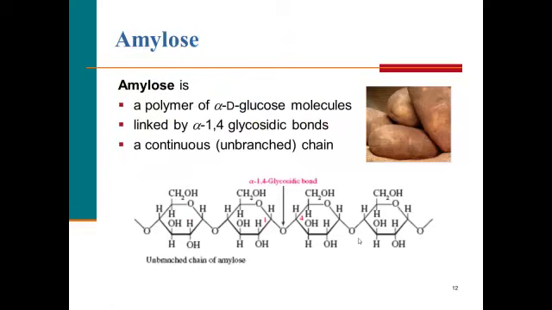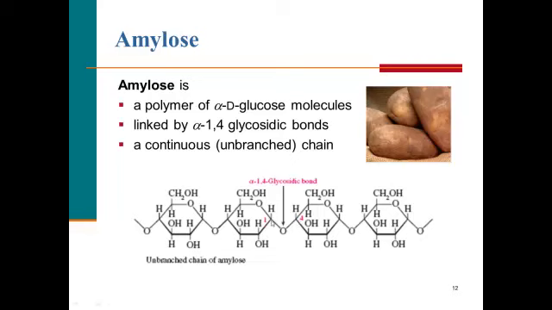Amylose, again, is a polymer of alpha-D-glucose, and it's going to be linked by a 1 to 4 glycosidic bond. So again, this is carbon 1 of our first glucose molecule that's participating in the bond. And this is carbon 4.